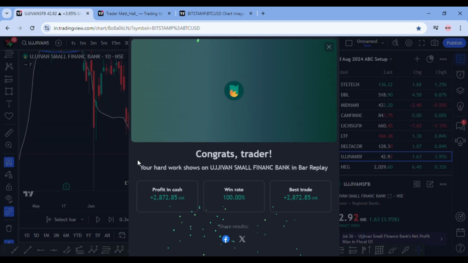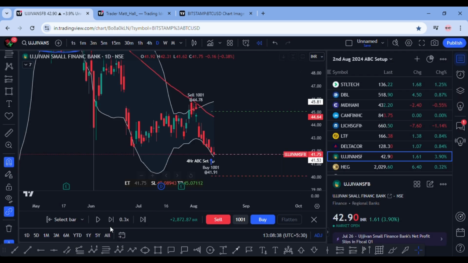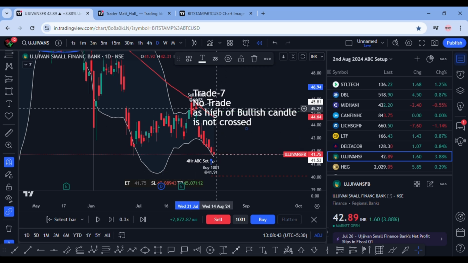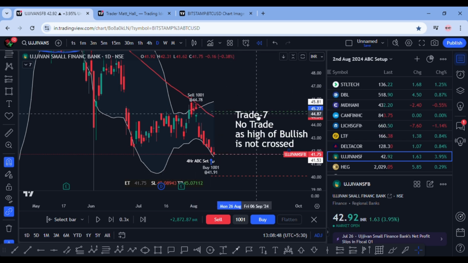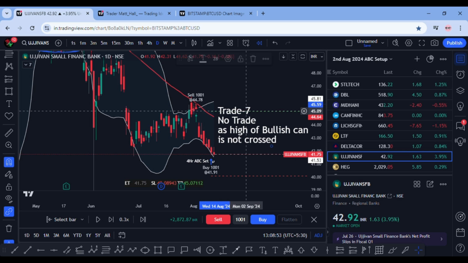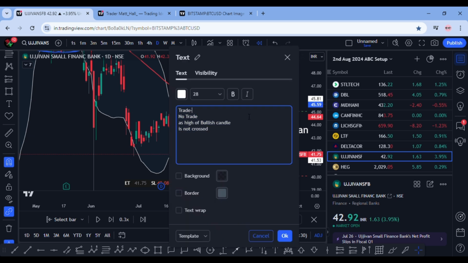Wow! We've hit our take profit on Ujjivan Small Finance Bank. This means we've won this trade with our 1 to 2 risk-reward ratio. It's great to see the strategy working as planned.